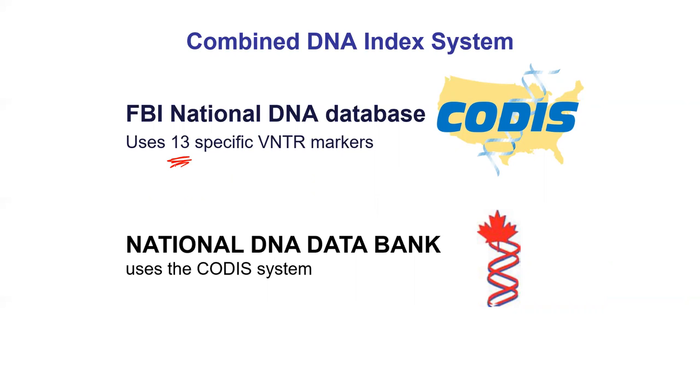Right. The only case you might have a match is if you do have a twin, right? An identical twin, a triplet or something like that. In Canada, we have a national DNA database. We use the CODIS system as well. I think Interpol is using CODIS now as well.